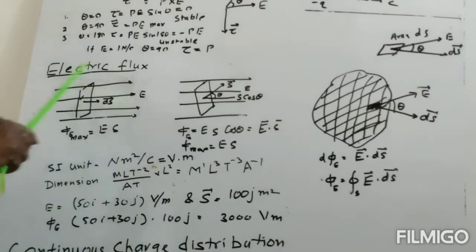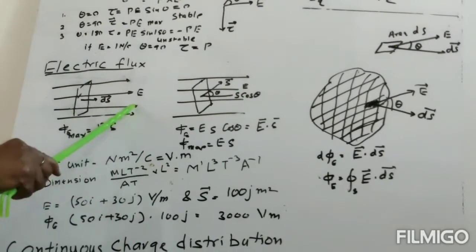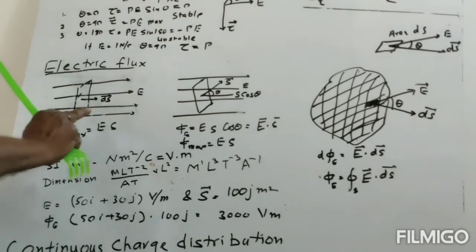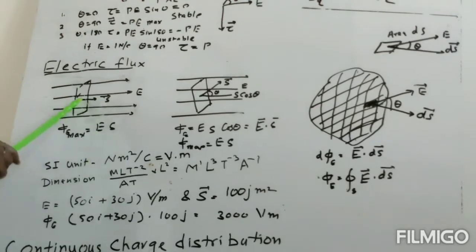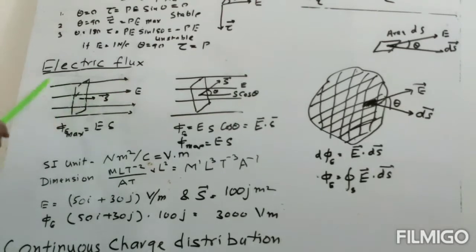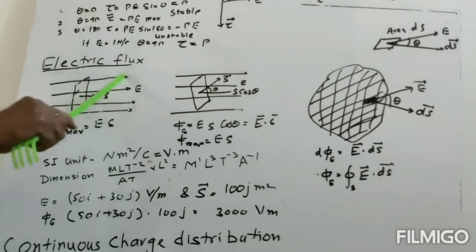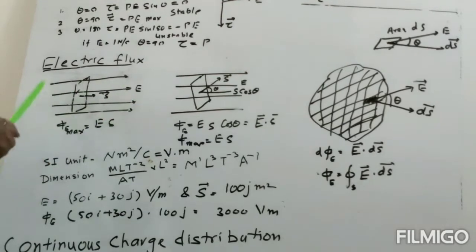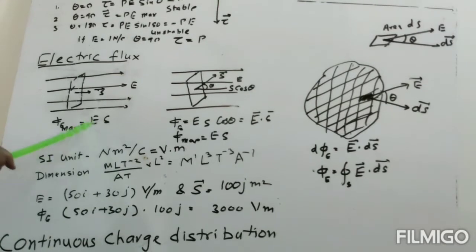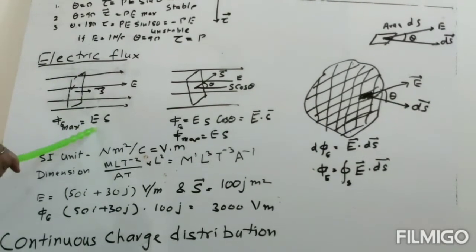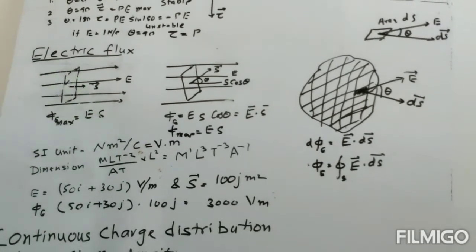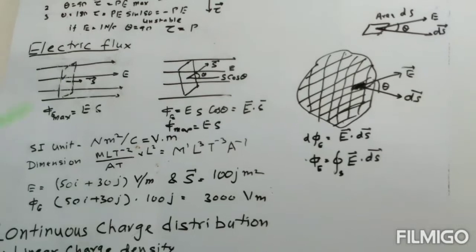Now if the direction of electrical field is like this, and we have some area S which is perpendicular to this electrical field, then all the electrical lines of force or electrical field lines will pass through it. Then the flux will be maximum, and flux maximum, phi maximum will be equal to electrical field multiplied by the surface area.